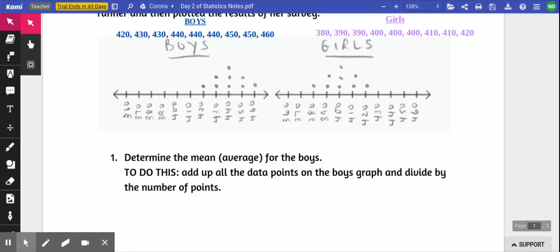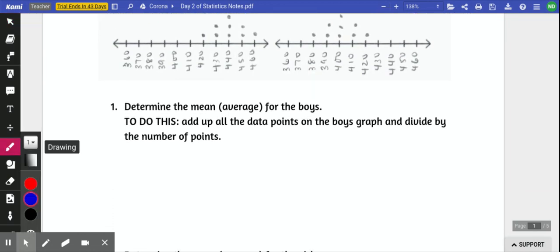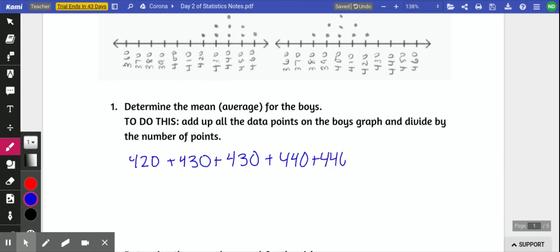So in this case, I had a total of 9 data points. So I'm adding up all 9 of those numbers first. Then I will be dividing by 9. So when I do this, the first number we are adding is 420 plus 430. And again, there are 2 dots on top of the 430, so I am adding the 430 twice. Then there are 3 dots on top of the 440, so I am adding 440 3 times, and so on and so forth.